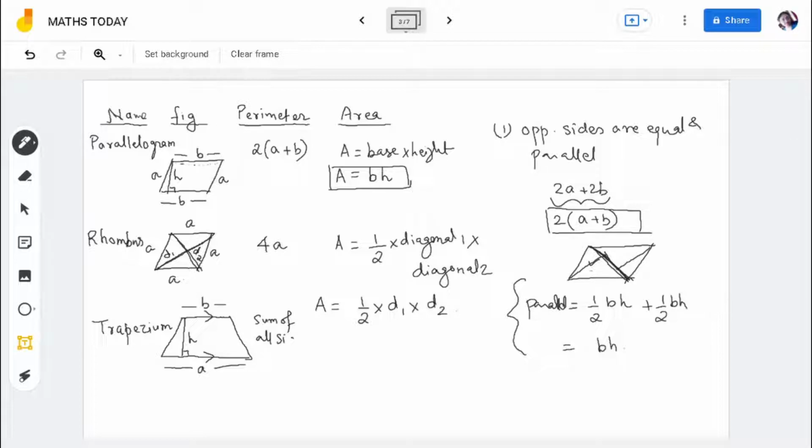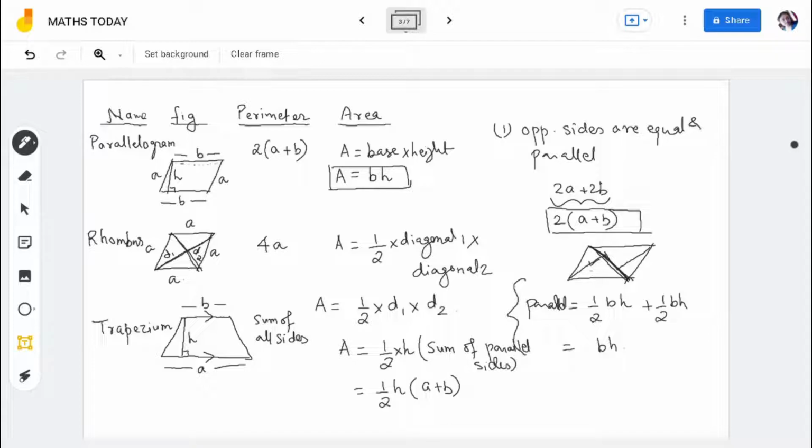And for finding the area, the area is equal to half into the height, this height, and the sum of the parallel sides. Here in this case we have taken the parallel sides as A and B. So we can write half into H into A plus B. So this is the formula for finding the area of the trapezium.